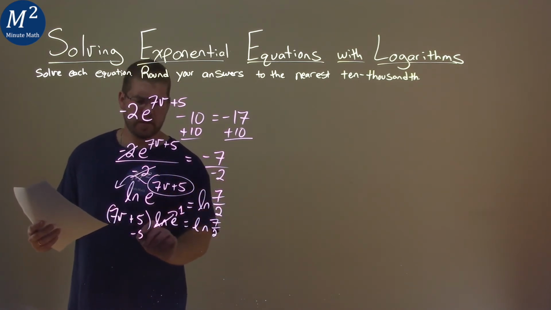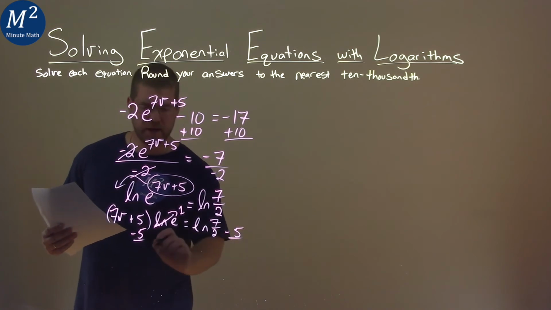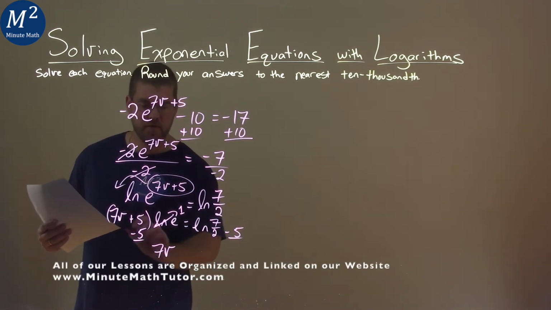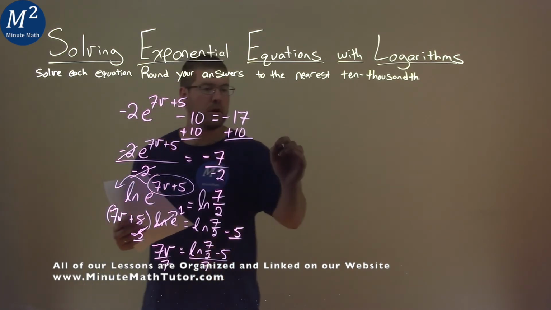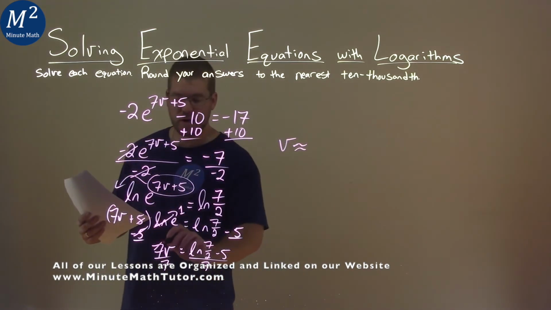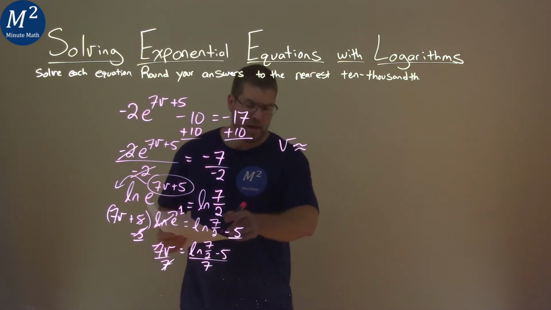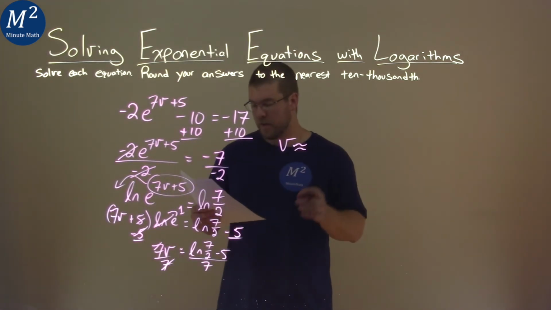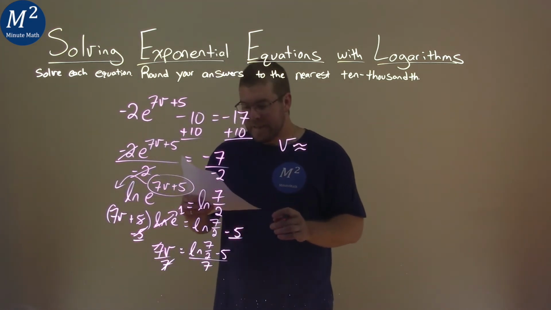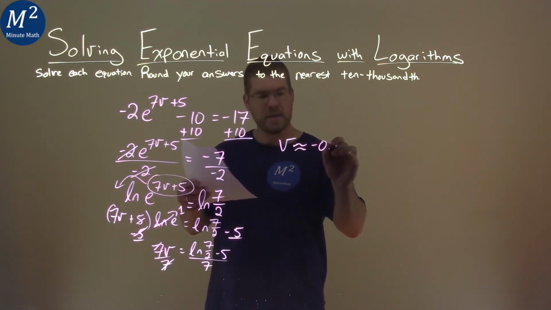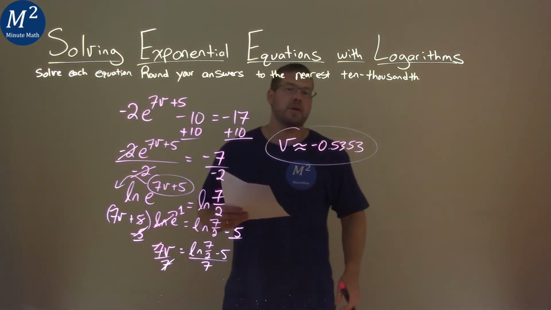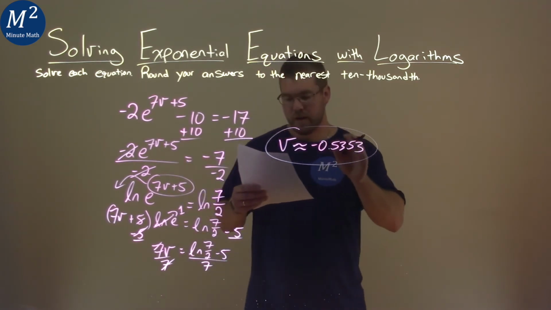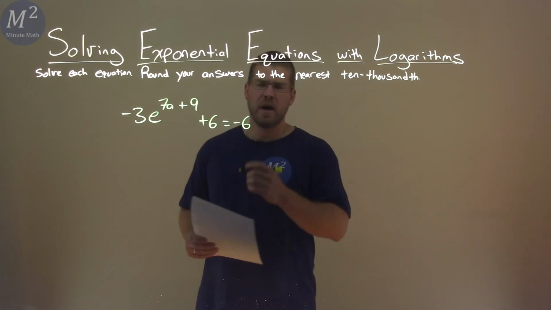So solving this, I subtract a 5 from both sides, and I have a 7v left over. That cancels over here. It is equal to natural log of 7 over 2 minus 5. Divide both sides by 7. v is by itself, and it's an approximation, and this is where I use my calculator. Natural log of 7/2 minus 5 divided by 7 comes out to be a good old -0.5353. And so our final answer here is v is approximately equal to -0.5353.